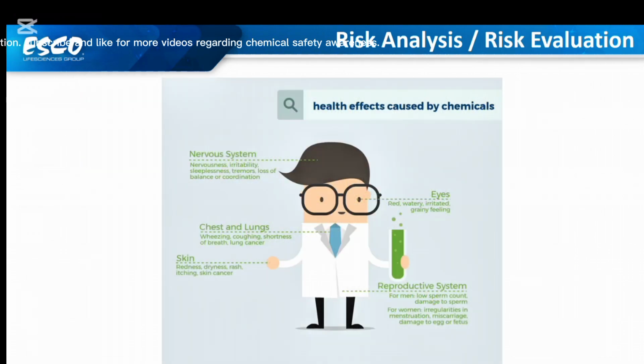Why are these chemicals so hazardous? What risk could they pose towards an individual? Here we have a short illustration on how they could affect a person. It could affect the nervous system, the eyes, chest and lungs, skin, and reproductive system.